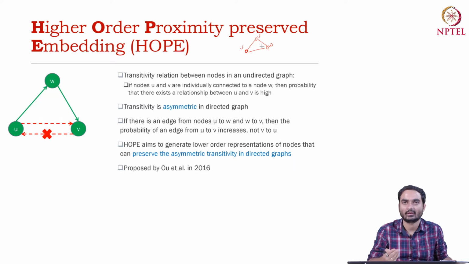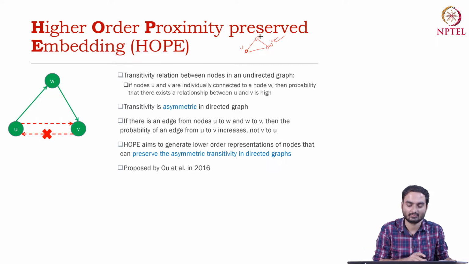So, if you look at the algorithms proposed before HOPE, all of them were mostly designed for undirected networks, which is okay when we have an undirected graph. And naturally this kind of symmetric transitivity has been preserved by those algorithms.